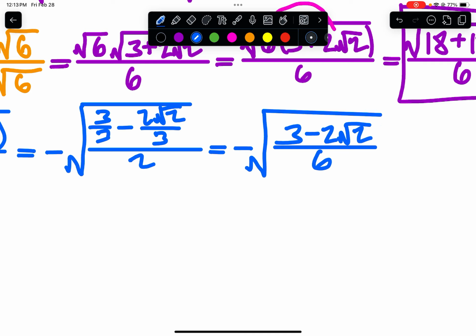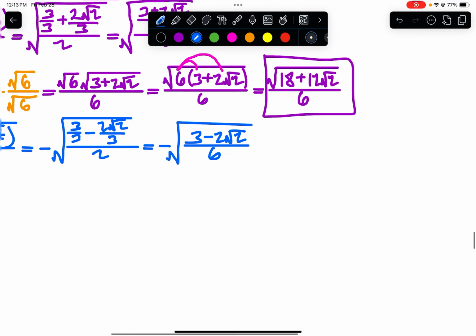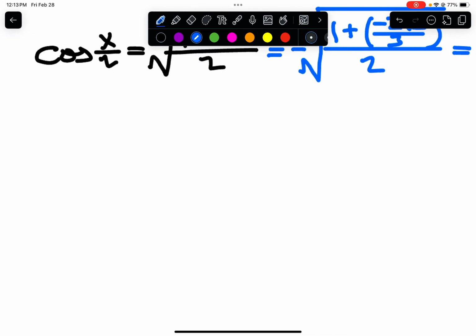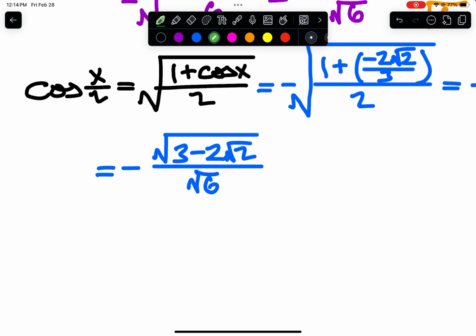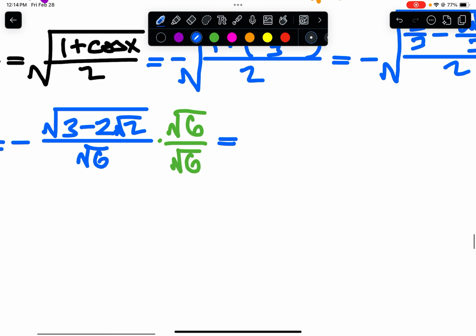So I did 2 steps in one here. And then I need to go ahead and rationalize. So I'm going to separate and then rationalize. So I'm going to have the negative square root of 3 minus 2 root 2 over the square root of 6. Then when I rationalize, I'm going to multiply by root 6 over root 6. So when you get here, whoops, don't forget your negative, as I almost did.